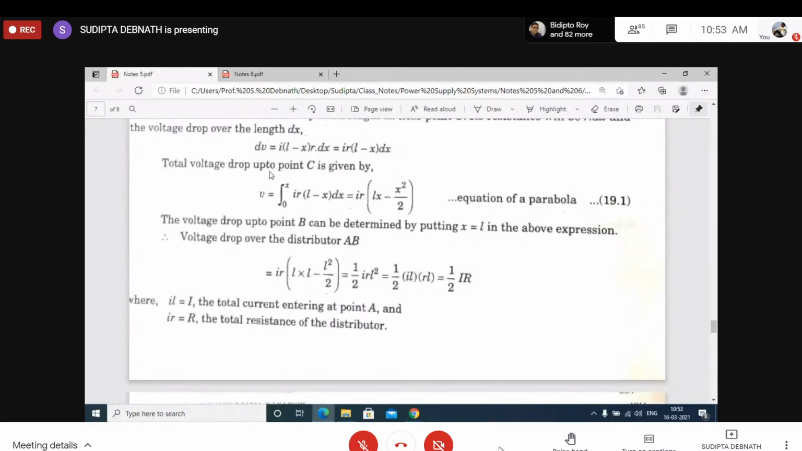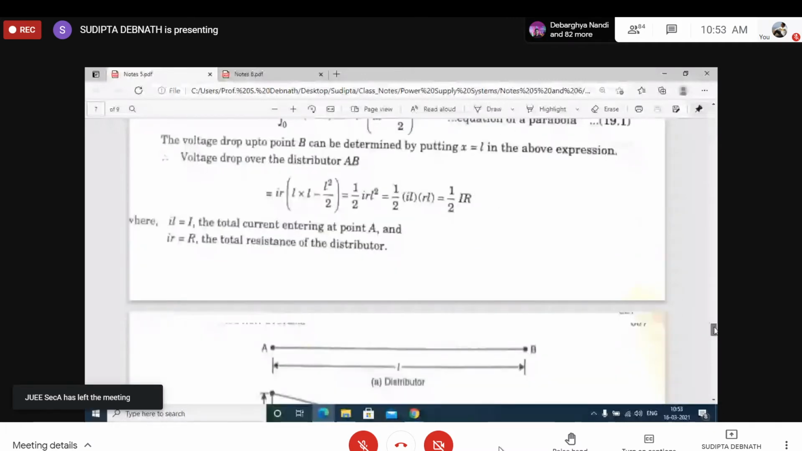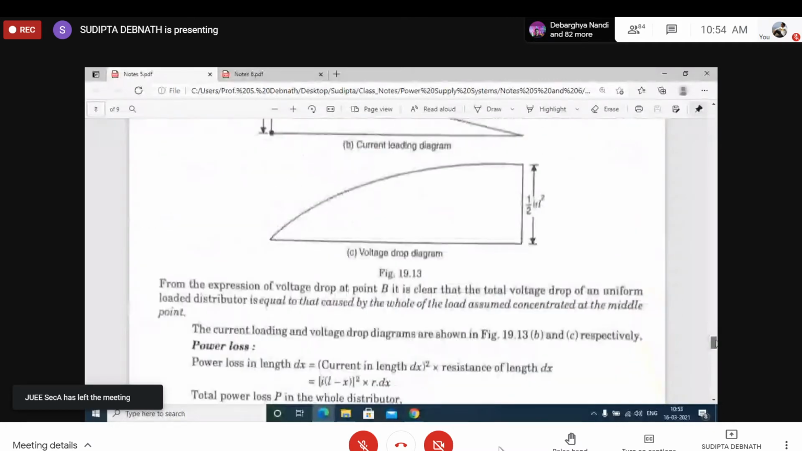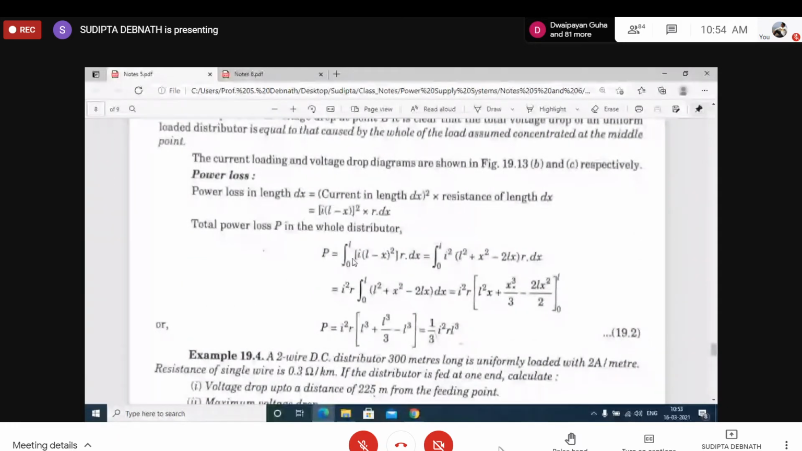And similarly, what will P be? Power loss up to point X will be 0 to X of IL minus Ix whole square into R dX. Instead of IR, we have to write I square R. This is the difference because this is a DC system. So for the power in the whole distributor, from 0 to L, the power loss up to length dx is IL minus I whole square into R dx, and throughout the whole distributor you integrate from 0 to L.